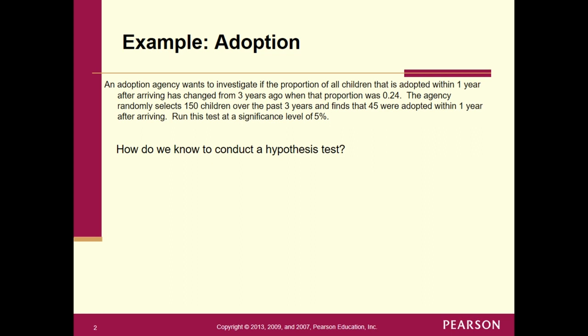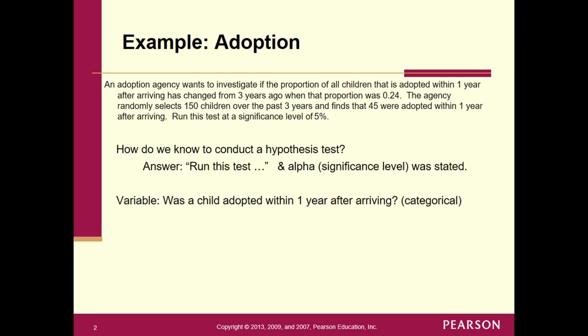Okay, how do we know we're conducting a hypothesis test? We've stated that several times. Okay, what's our variable? Child was adopted within 1 year after arriving. Meaning, was the child adopted? Yes, no. Now, things don't always have to be yes or no. Remember, they could be favorite color or any kind of categorical variable.